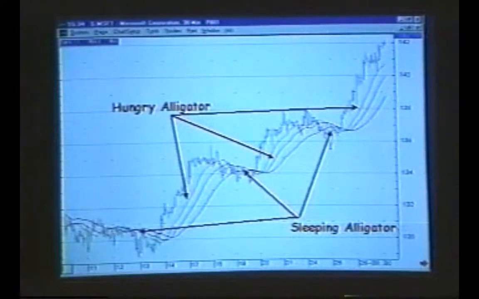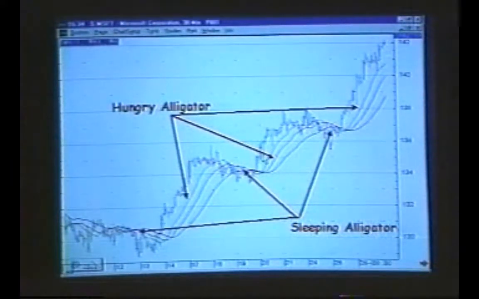Let's look at another one. Here is Microsoft, and here we see several instances. Here is the sleeping alligator. The alligator wakes up and he wants some bull meat. So during this time period here, the only thing you would do is take longs. You would not short this market at all. You would not sell into this because you would be feeding the alligator. You would not sell into here because the alligator's mouth is closed, which is an indication the alligator is sleeping.